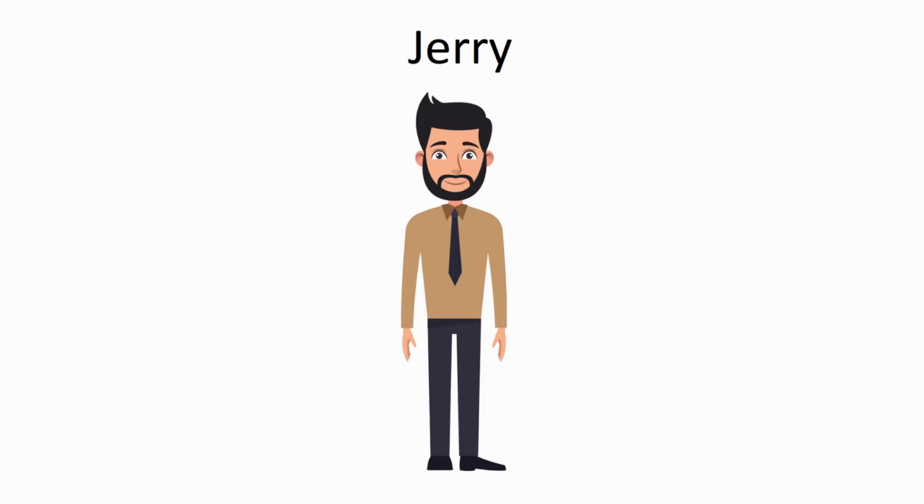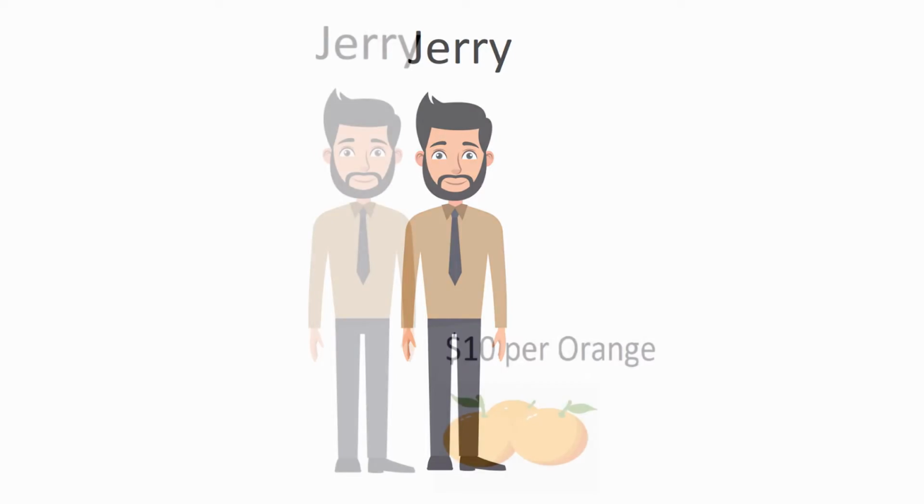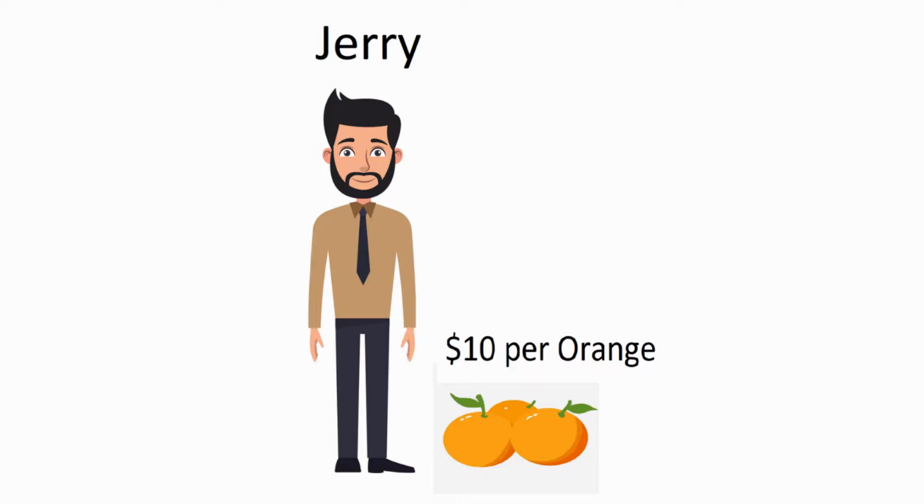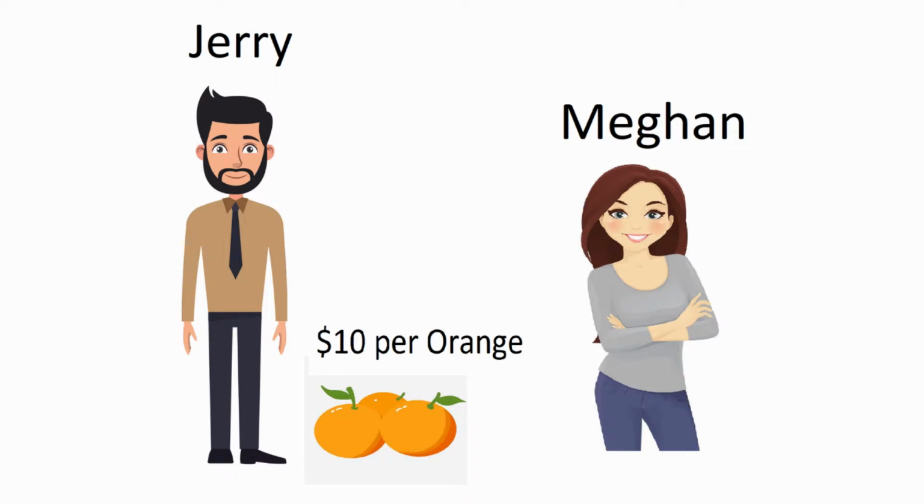Again, let's say there's a guy named Jerry, and Jerry has 100 oranges. And each orange is worth $10 for a total of $1,000 worth of oranges. Now, in this situation, let's say Jerry's not sure if he wants to sell his oranges, but he's concerned that the price of oranges might fall in the future. And let's say there's a second person named Megan, and she really wants to buy oranges from Jerry.